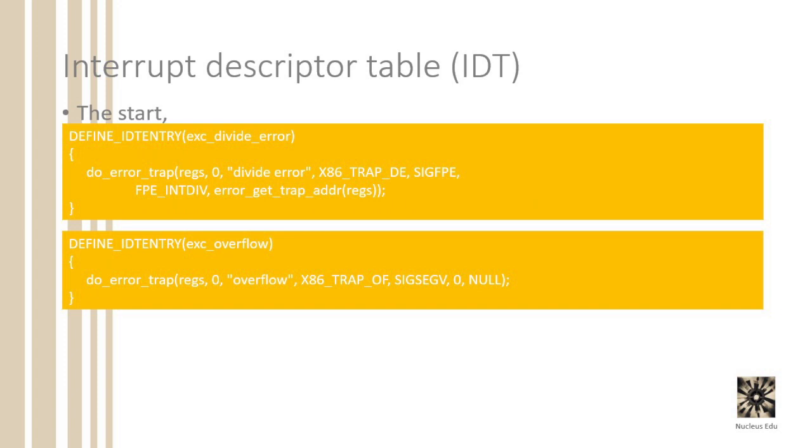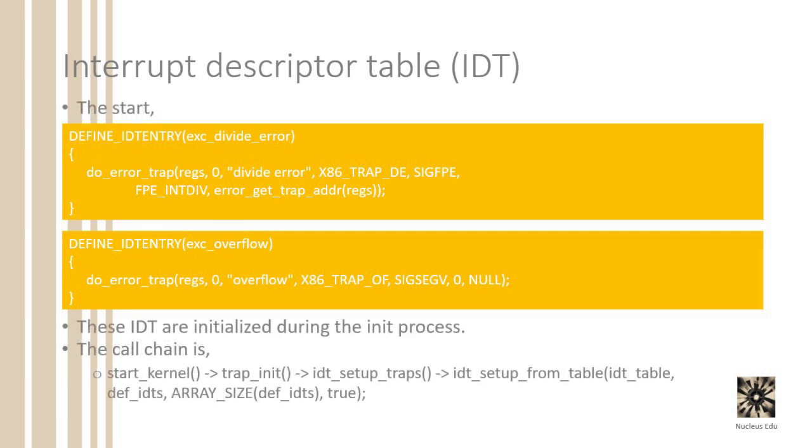And you see this is the macro which defines the interrupt descriptor table entries, and we will not look into how they're initialized, but just to add a reference here in the video, these are initialized during the init process of the kernel. The call chain is here: starting from start_kernel to trap_init to idt_setup_traps, and there's a whole array of this table which defines which function would be called and for which trap or error. You can go ahead and look into the details, but we'll not be covering that here.